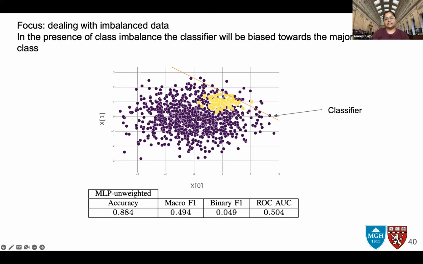So what we did is we trained an unweighted MLP and checked how the classifier looks like. So this unweighted MLP gave us 88% accuracy. But when we looked into the macro F1 and binary F1 score, we saw that it is just 0.49, right? Even ROC AUC was 0.5. But if you just look at accuracy, it looks like the classifier is performing really well. However, it is literally failing, right?